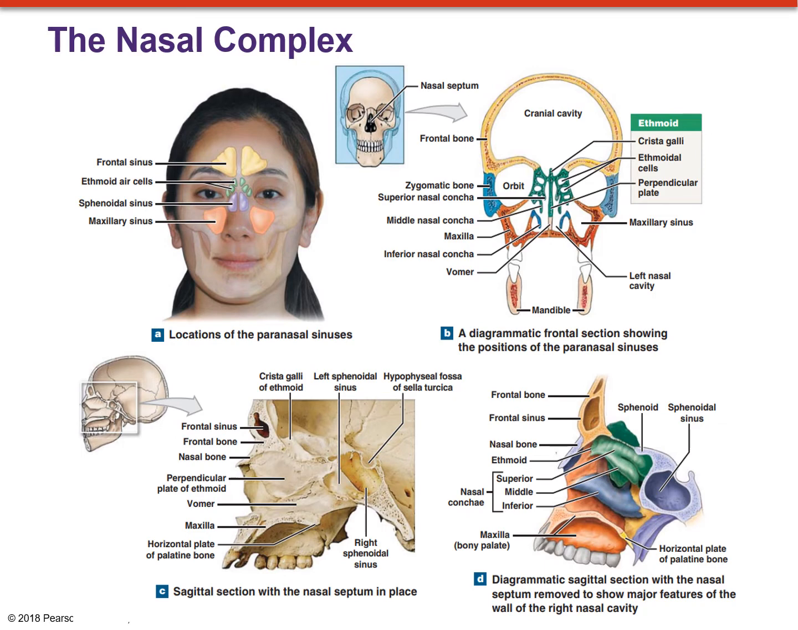We have the nasal complex, right? So the nasal complex is going to include the bones and cartilages that enclose the nasal cavities and the paranasal sinuses. And those paranasal sinuses are air sacs that are connected to the nasal cavities, right? So the nasal complex extends from the external nares to the internal nares.